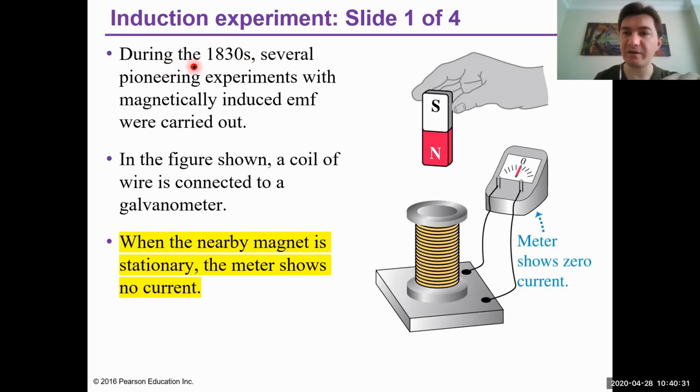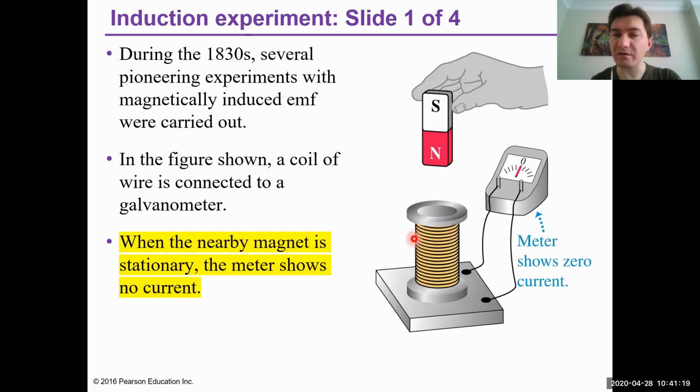During the 1830s, just 200 years ago, many scientists did several experiments with magnetically induced EMFs. So these are called induction experiments. Here I will show you a few examples in order to understand the mechanism. Here we have a magnet. This is the N pole of the permanent magnet. This is the S pole. And here we have a coil.